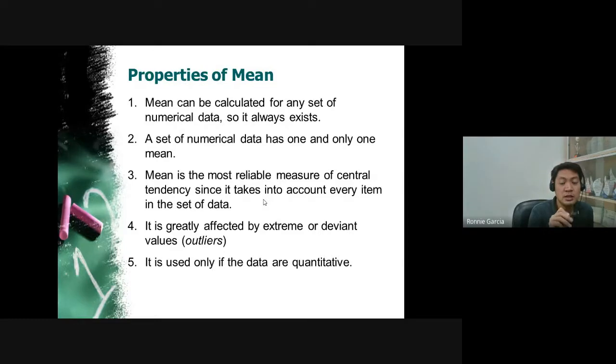Di ba okay yung 100 na score? Then okay rin yung 95. But since meron kang 0 na score, it will actually affect the result. Tama ba? Nahila pababa. Nahila pababa because it takes into account every item of the data set. So kapag meron kang mababa na score or masyadong malaking score, it can actually affect the overall score if you are getting the mean. How about number 5?